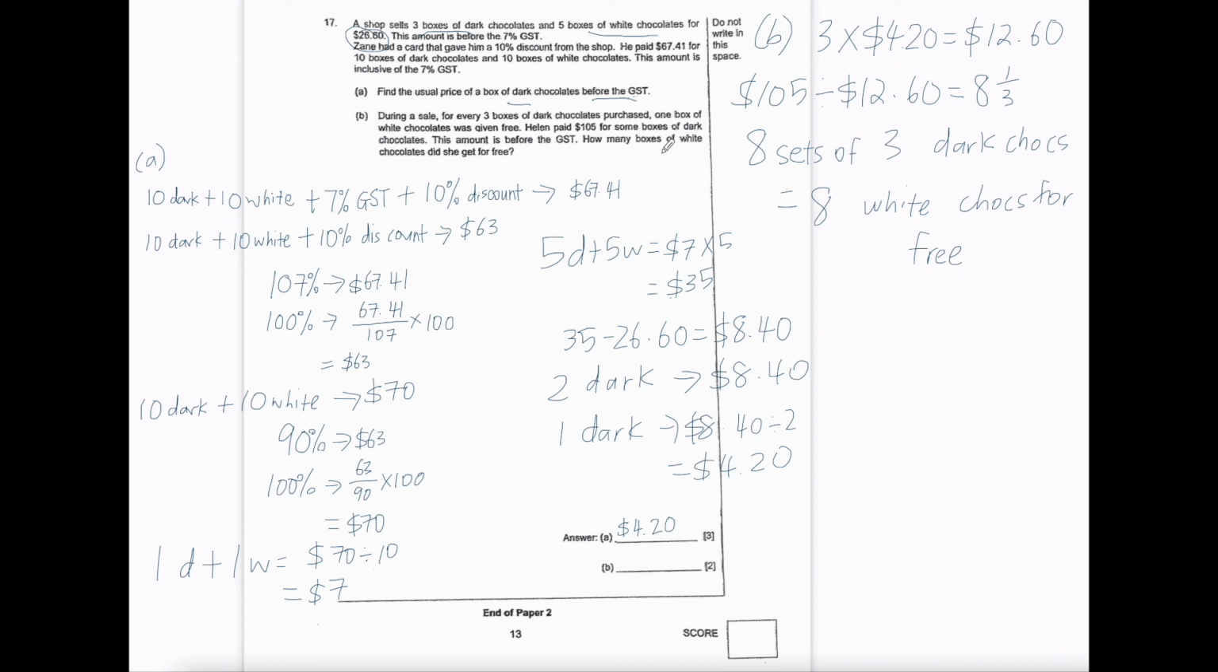So how many boxes of white chocolate did she get for free? She got 8 boxes of white chocolates for free. We don't care about the 1/3. The 1/3 can just be an extra box of chocolate she bought. She doesn't have to buy chocolates just for the free white chocolates. So that's 8 boxes. Alright, so we're done with question 17, and that's the last question.